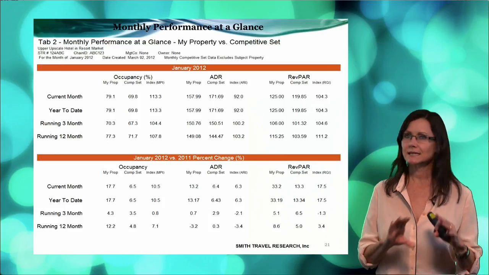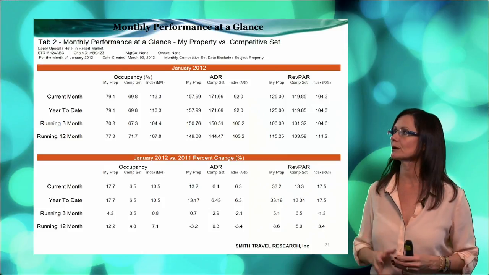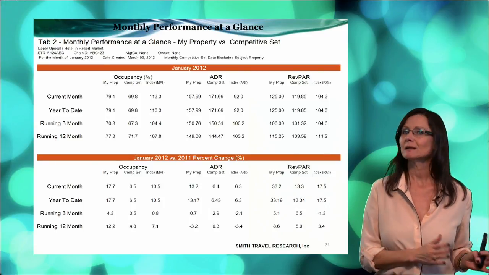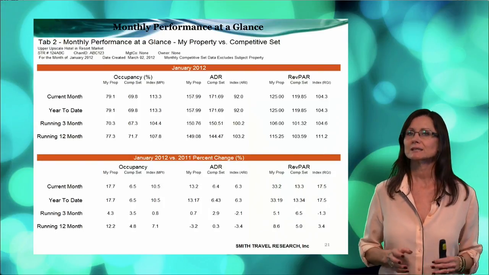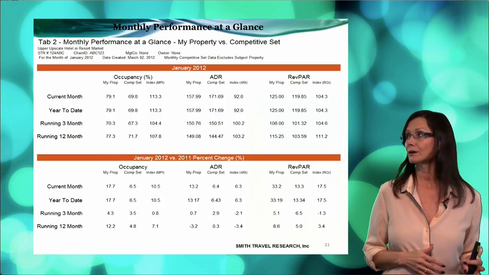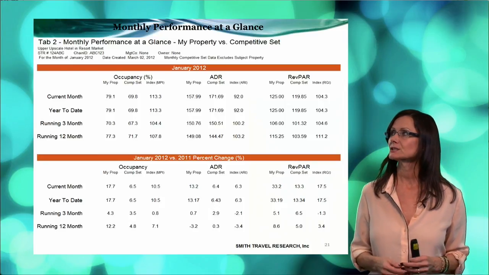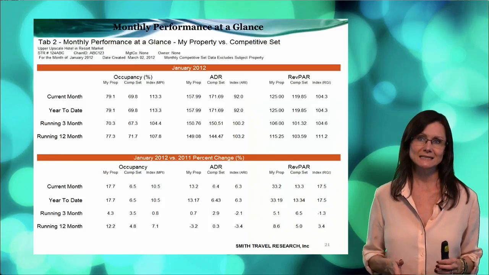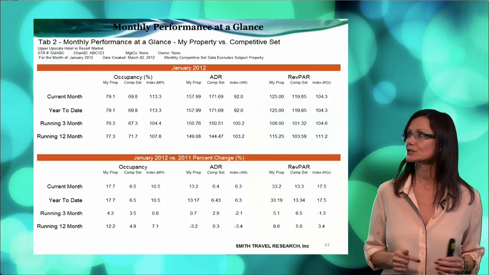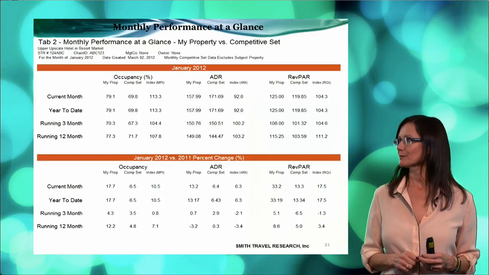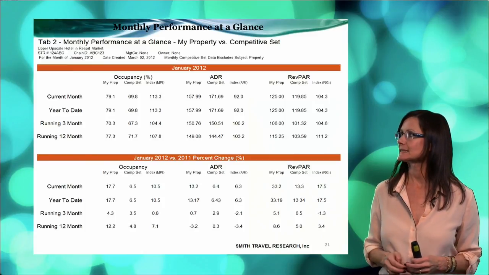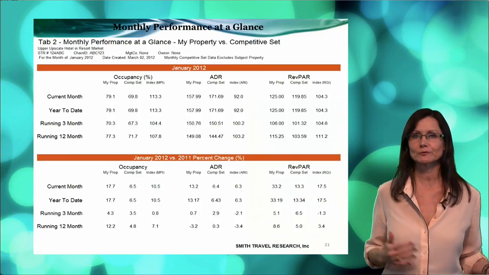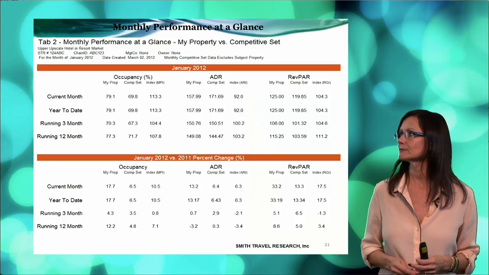And then the bottom section there, you can see it says January 2012 versus 2011, so percentage change. So it's saying from last year January to this year's January, what is the percentage change within occupancy, ADR, and RevPAR? And so you can see my property has gone up by 17.7% from last January to this January. Oh, sorry, occupancy. And ADR is 13.2%. And of course, RevPAR has quite significantly gone up. So we've made a great improvement from last year's January to this year's January.